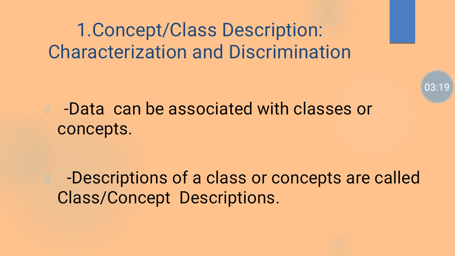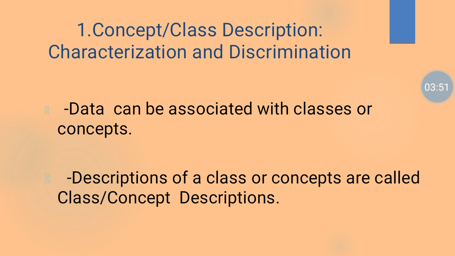So what are the descriptions? Descriptions can be derived using two methodologies: one is data characterization, another is data discrimination. What do you mean by data characterization? It is used to summarize the data of the class under study, otherwise called the target class. And what do you mean by data discrimination? It is used to compare the target class with one or a set of comparative classes, otherwise called contrasting classes.